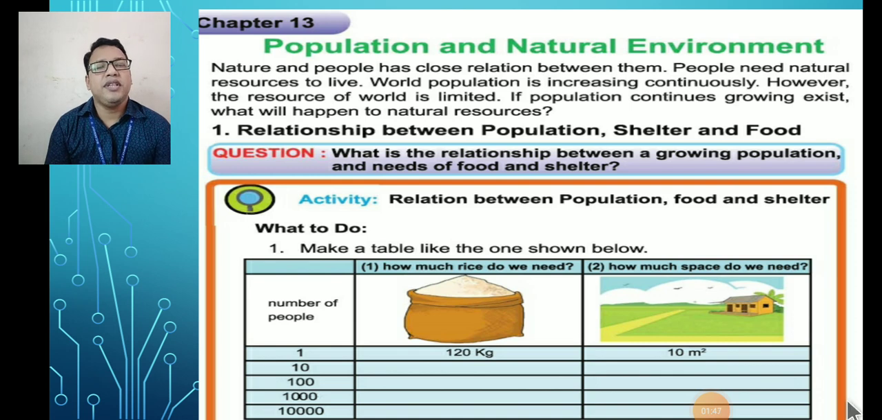So students, chapter 13, Population and Natural Environment. Nature and people have a close relation between them. People need natural resources to live. World population is increasing continuously. However, the resources of the world are limited. If the population continues growing, what will happen to natural resources? They are asking a question to you.